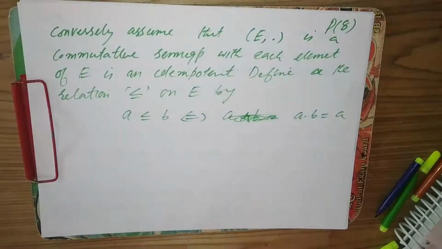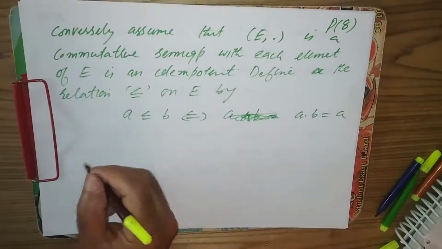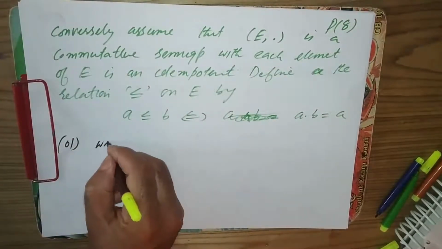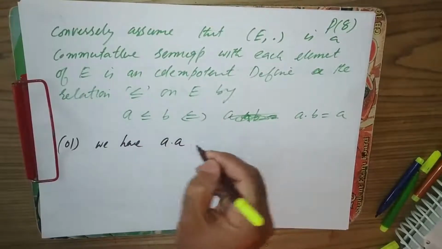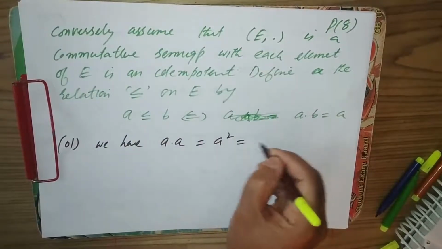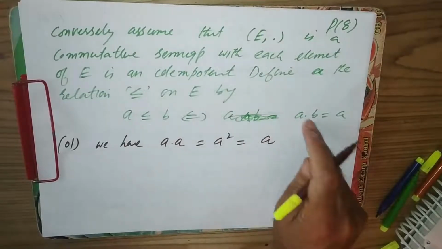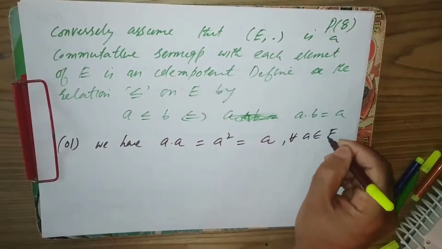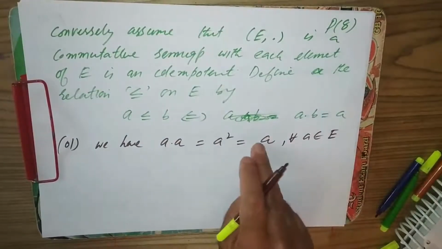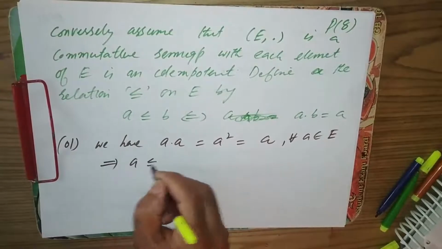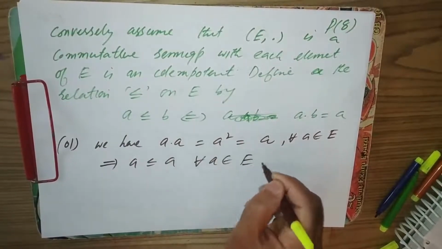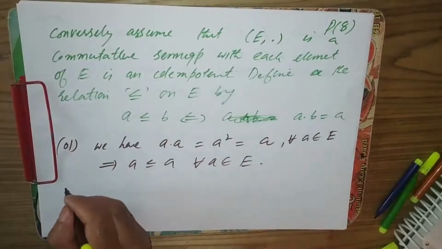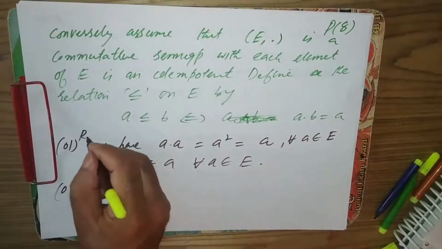So we show that this relation is a partial order on E. So first property, we have A dot A, which is equal to A square, that's equal to A. So that means A dot A is equal to A. Whenever A dot B is equal to A, then A is less or equal to B. So this is true for all A belonging to E, because every element of E is idempotent, that means A square is equal to A. So this gives A is less or equal to A for all A belonging to E. So that proves the first property, it's reflexive.